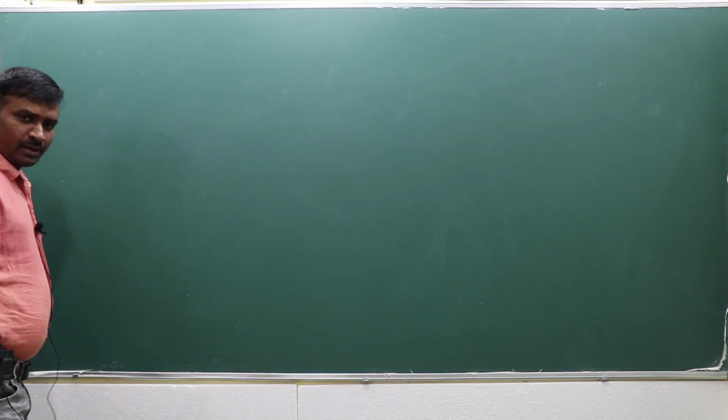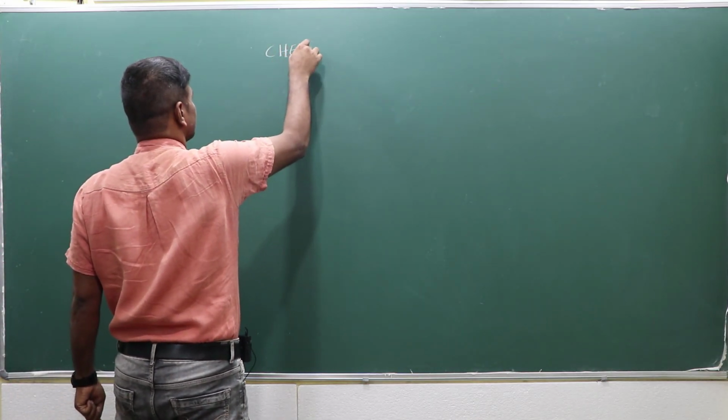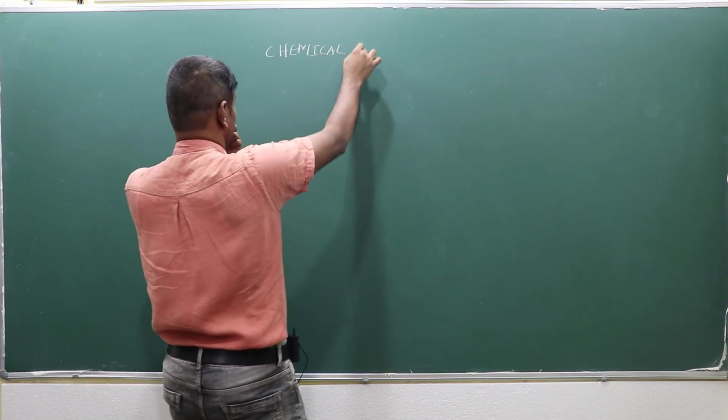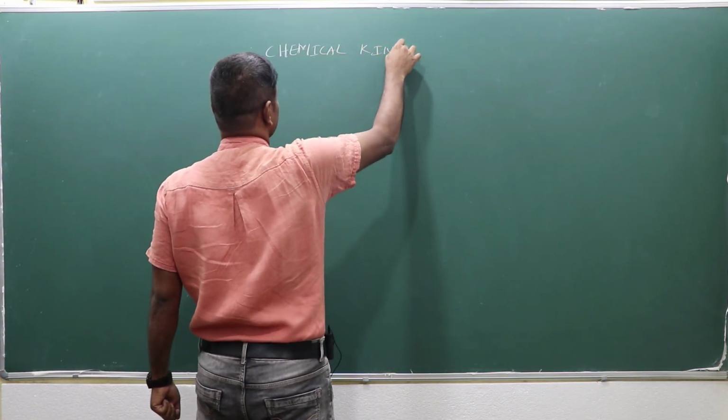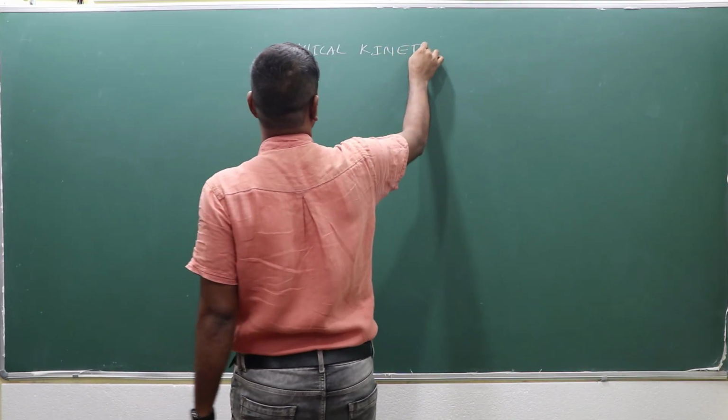Next, one more unit from the CSIR point of view. Another one is chemical kinetics, which is mentioned in the CSIR as well as the GATE examination point of view.